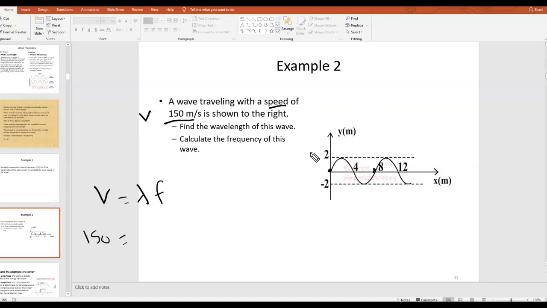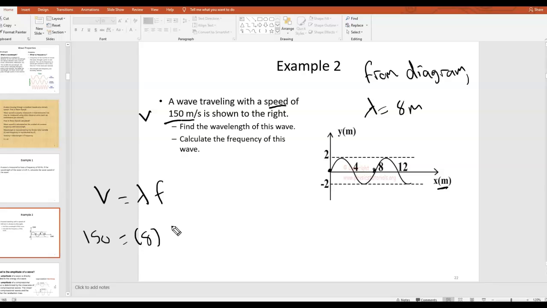Okay, so I would say from the picture, from the diagram, lambda equals 8 meters. Sorry, that's a lambda. And the unit here is meters. So I now have the wavelength is 8 meters from the picture.